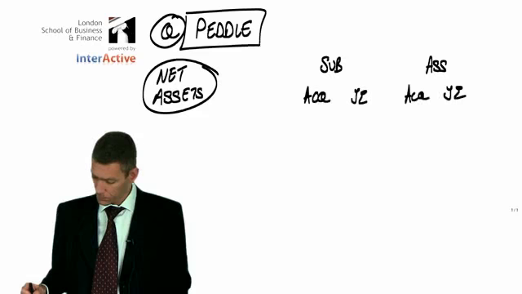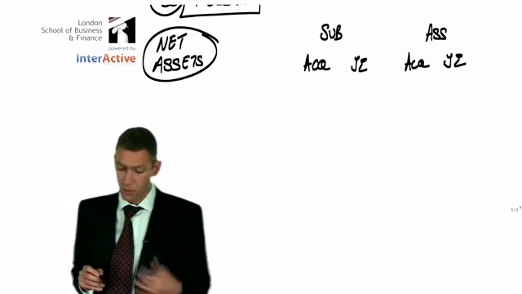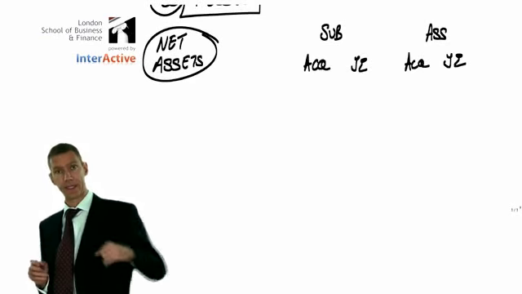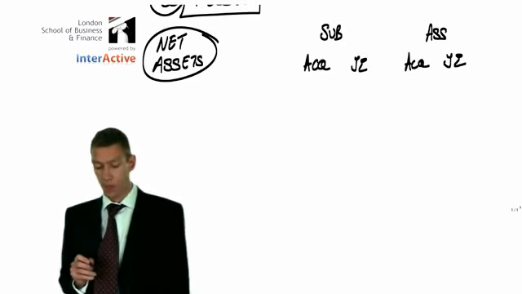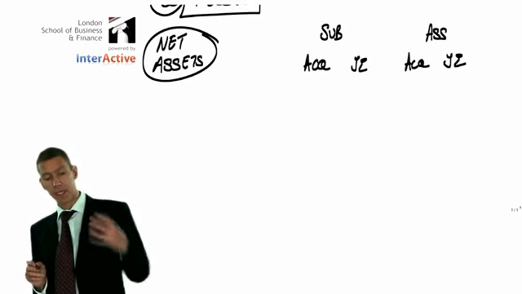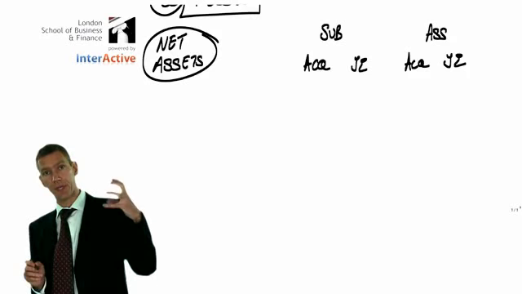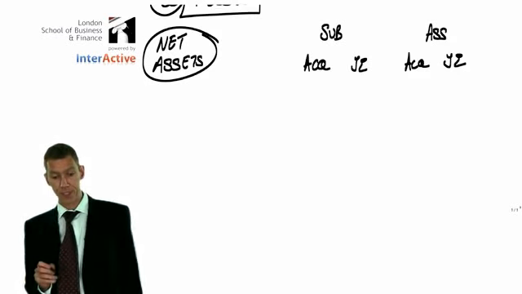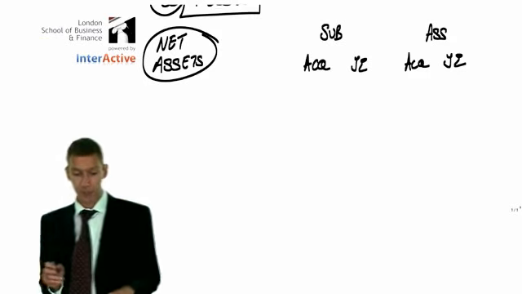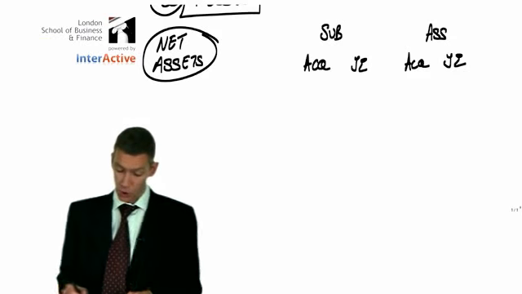Now, the usual way of working out the net assets in an examination is a rather odd method. Instead of working out the net assets directly, we work out the equity at each point in time. And therefore, we start at the bottom of the balance sheet with the share capital.